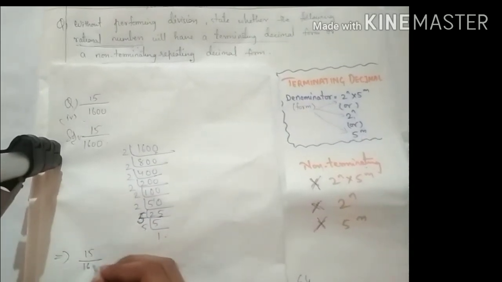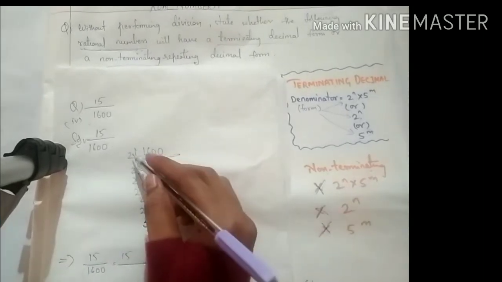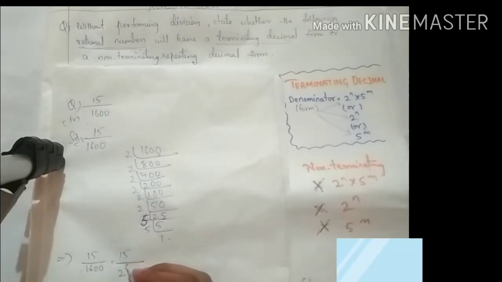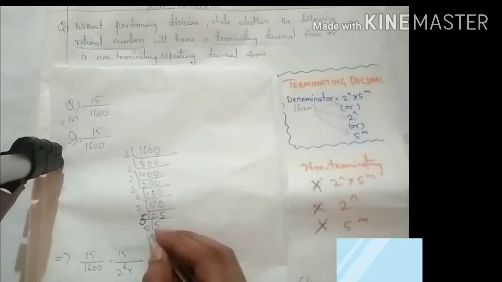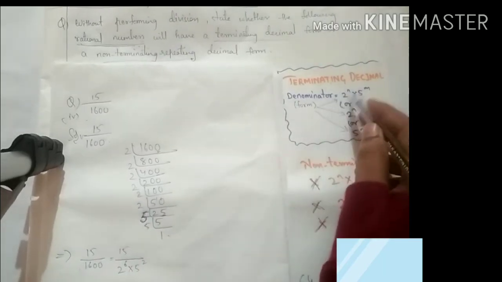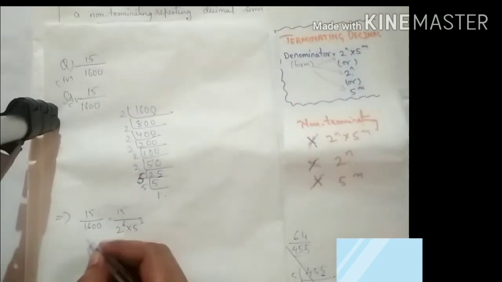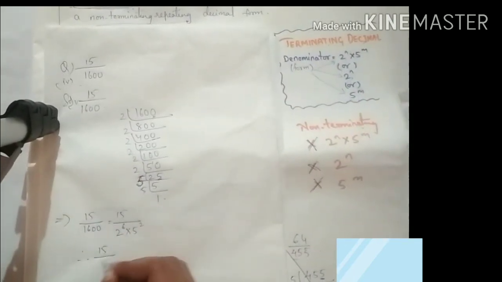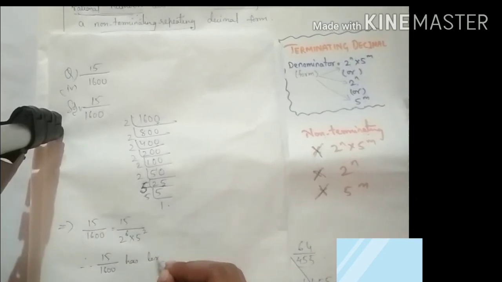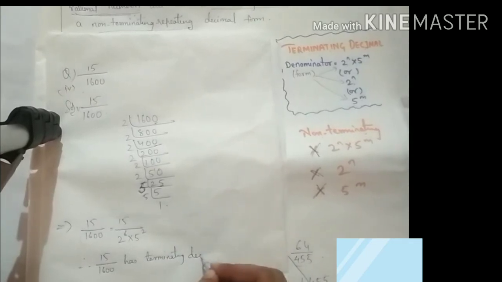So 15 by 1600 is equal to 15 by, we will write how many times we got 2 as a factor: 2 power 6, and 5 two times only we got, 5 square. Now it is in the form of 2 power n into 5 power m, so we can say this rational number has terminating decimal.